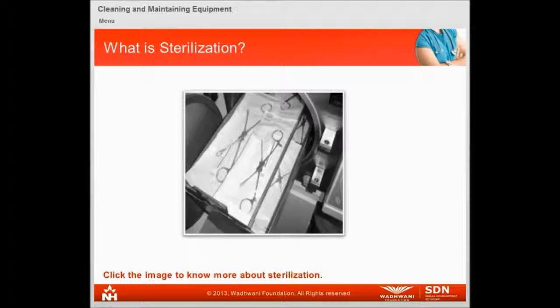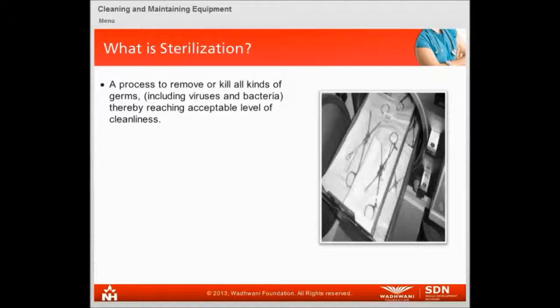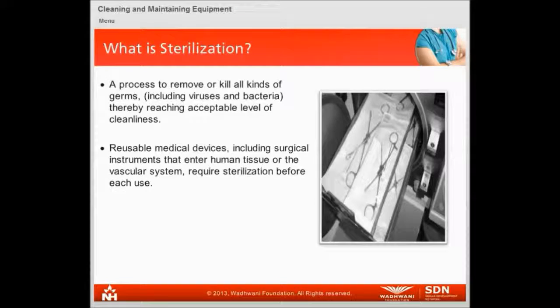Let's find out what sterilization is. Click the image to know more about sterilization. A process to remove or kill all forms of germs, including viruses and bacteria, to reach an acceptable level of cleanliness.